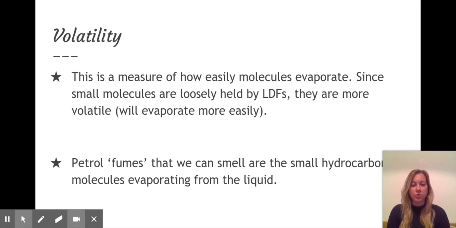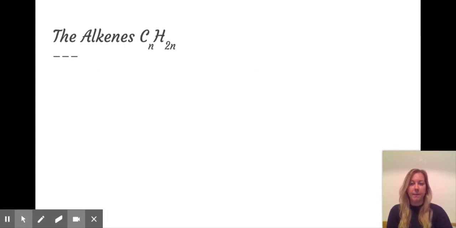Since small molecules, so smaller hydrocarbons, are loosely held by weak London dispersion forces, they are more volatile. Now, this just means they're going to go from the liquid state to the gas phase very easily. For example, if you have been at the petrol station and you see somebody pouring petrol into their car, you have the fumes coming off the top. That just represents all of those little molecules going from the liquid phase to the gas phase because they evaporate so easily from the liquid. That's also how they get in our noses, because they're volatile and they evaporate.